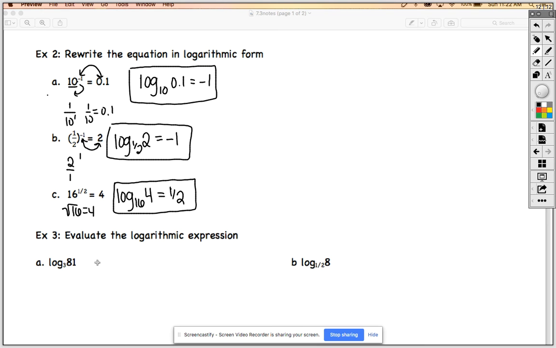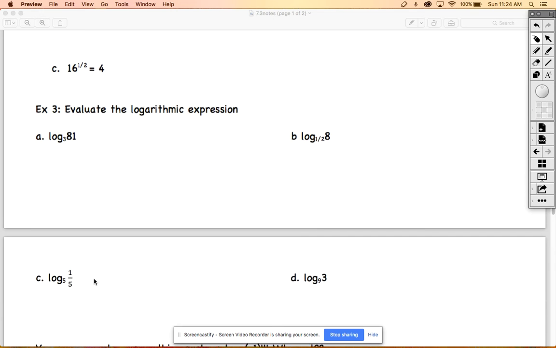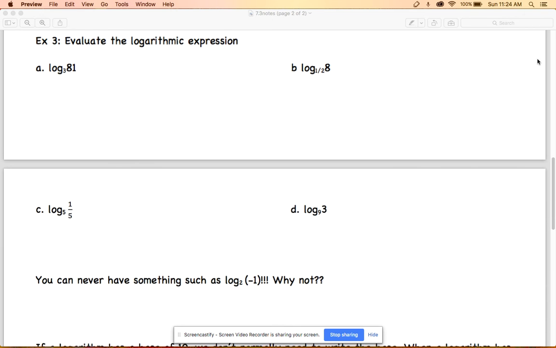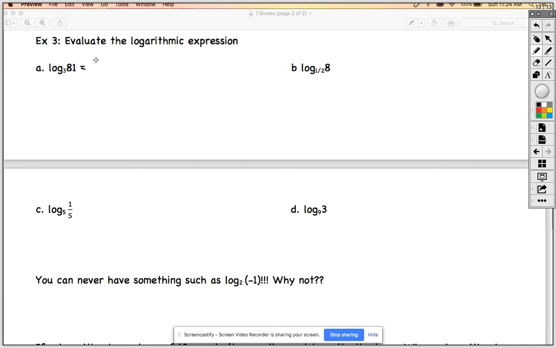Example 3, we're going to evaluate these log expressions. So you can see in these examples down here, you don't have the equals, and then you don't have your power. So we're trying to find that missing power, because I know that my power is what goes on this side right here. So you could put equals P if you want, and you're trying to figure out what P is. So the first thing I would do is I would take the log and put it in exponential form, and that will help you kind of see what you're trying to find, and it will help you find it.